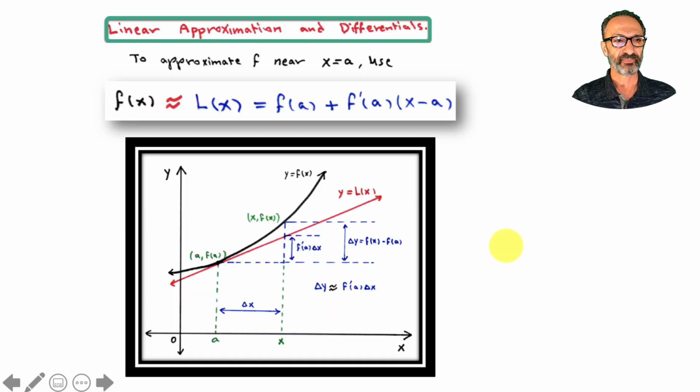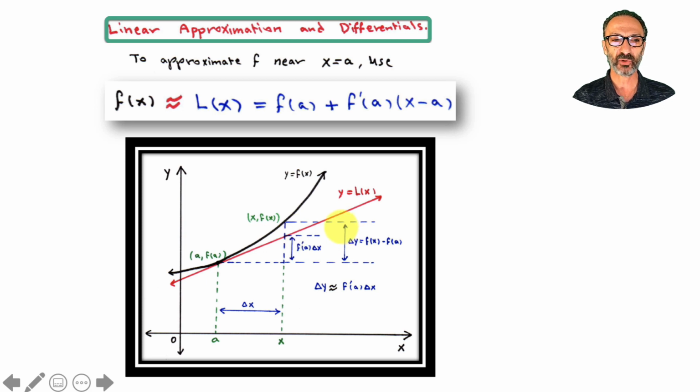Alright, now linear approximation and differentials. To approximate f near x equals a, we're going to use this. This is the main summary of this video. F of x will be approximated to the value from L of x as the following: f of a plus f prime of a times x minus a. This graph says it all, but if I keep looking at this graph and I keep moving my mouse to show you what's going on right here, it's not going to be that clear.